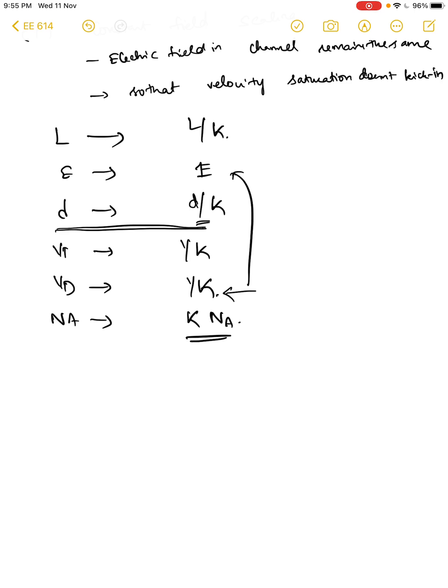Why? Because VD does not scale as well as needed. Why? This is just a technological issue. There is nothing fundamentally wrong about it, because VD is the voltage that is present from the outside.